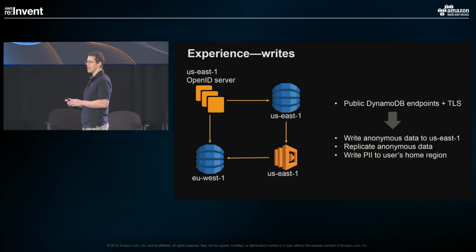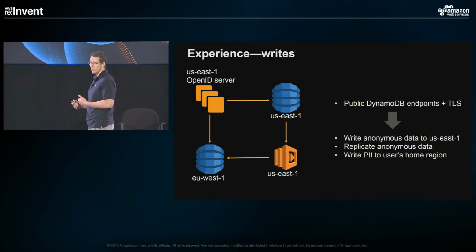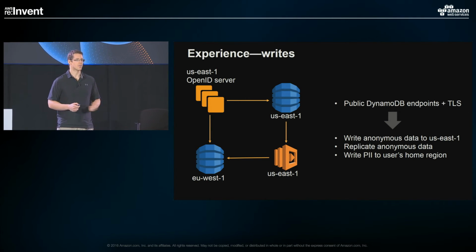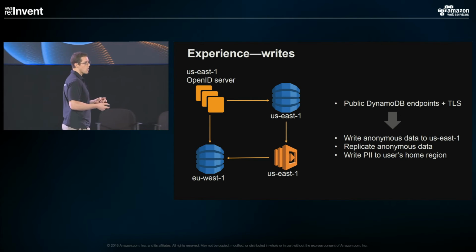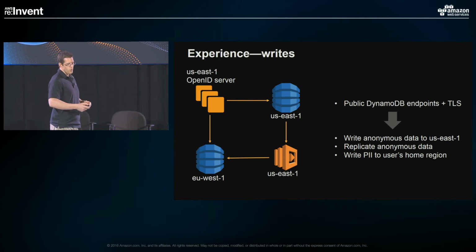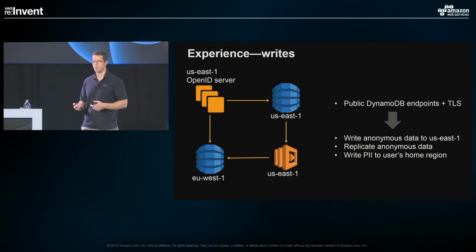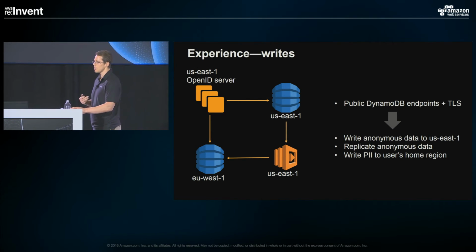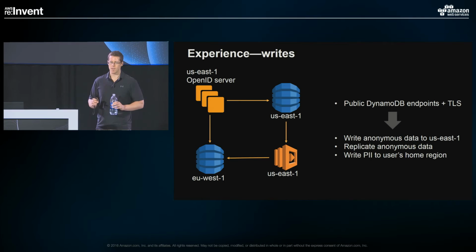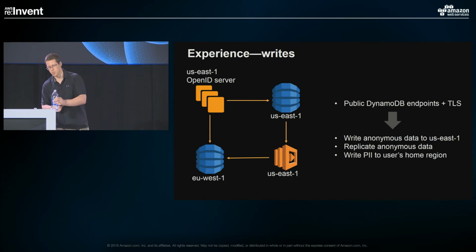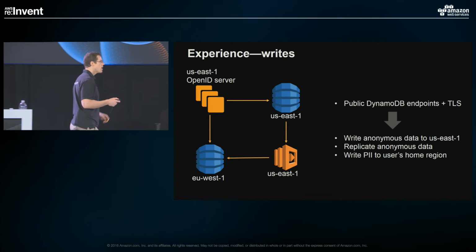Again, using the public nature of Dynamo endpoints, when you need to write PII data itself, you just write it directly to the correct location, based on the user's known home region. So in this case, we're writing it to EU West 1 directly. So this is where the replication comes in of that anonymous data to make those reads on the previous slide possible and to make the whole system run off this replication so that we always know where to get your data.